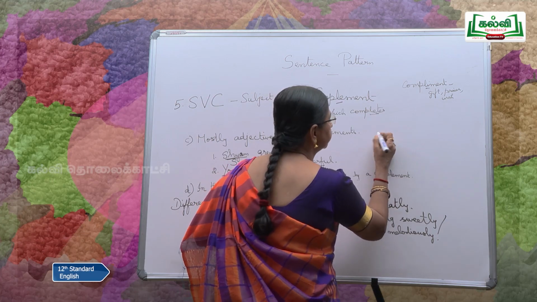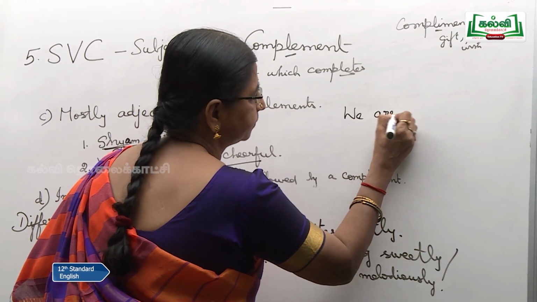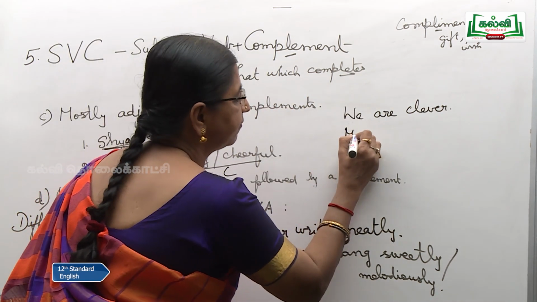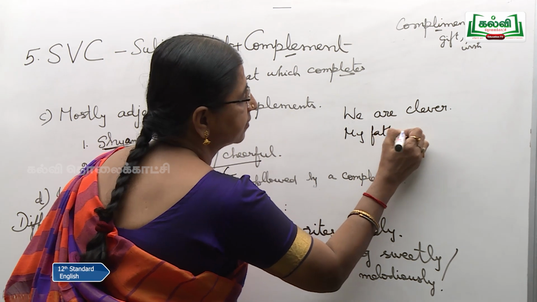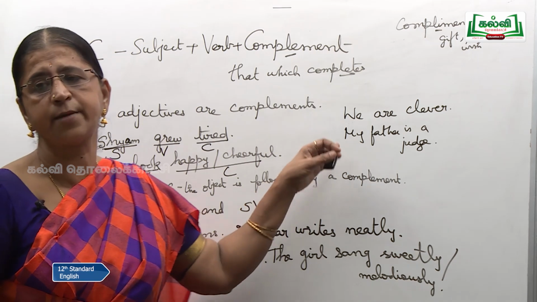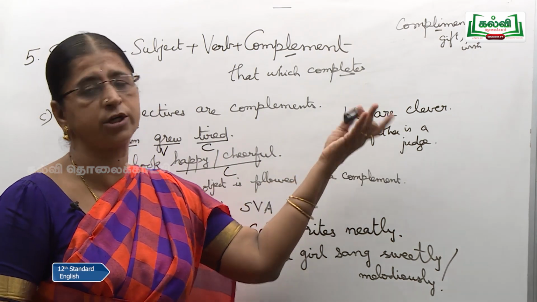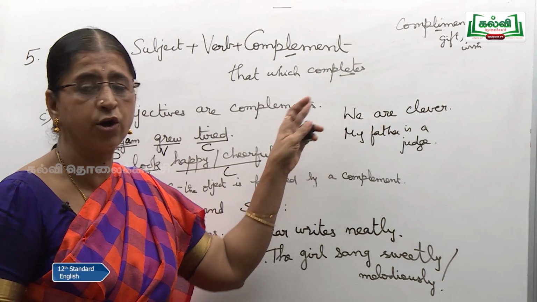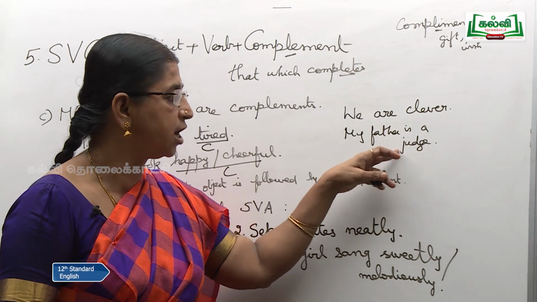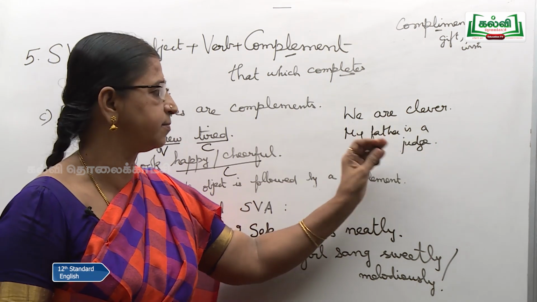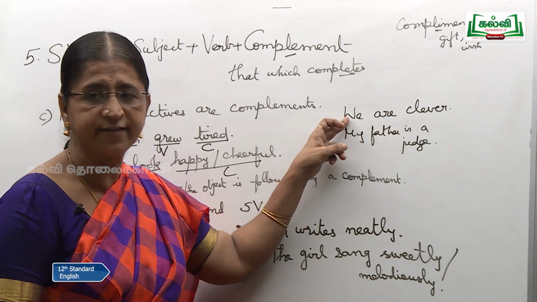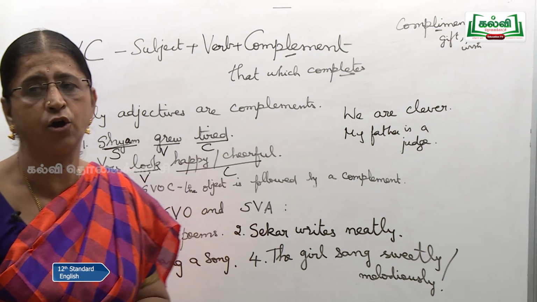Now I have already told you, we are clever. Or my father is a judge. So please don't say my father is what? A judge, object. We are what? We are clever, object. No. So this cannot be transformed into the passive, and moreover these adjectives, clever, and here this noun, complete the sentence. My father, subject, is, verb, a judge, complement. We, subject, are, verb, clever, complement.